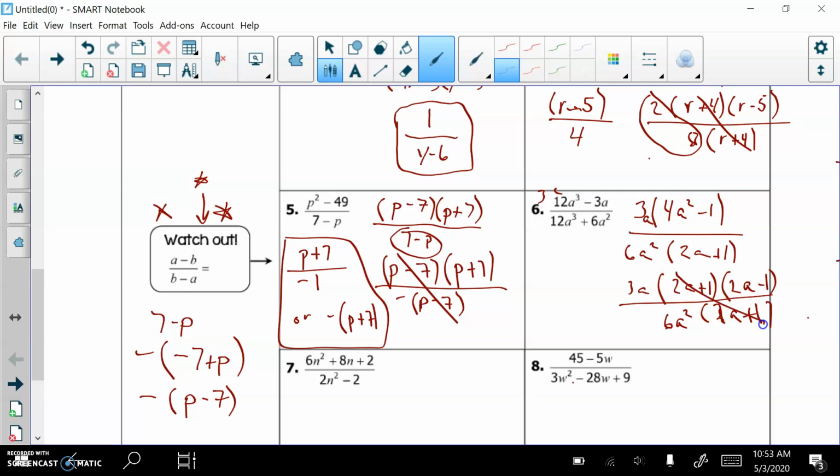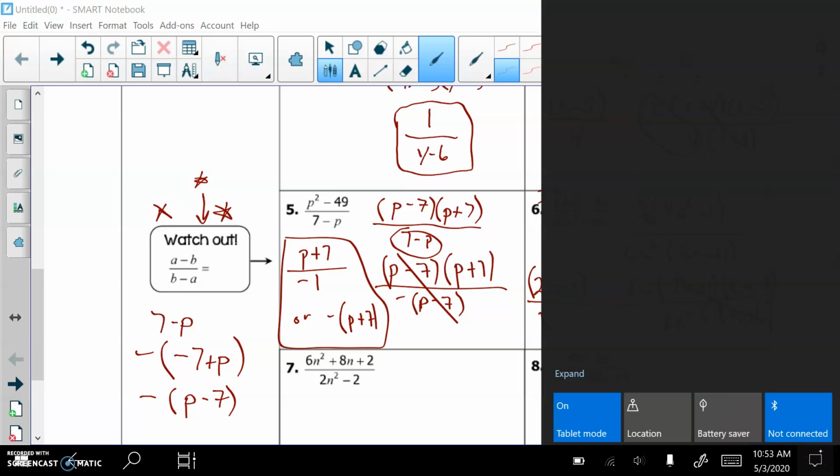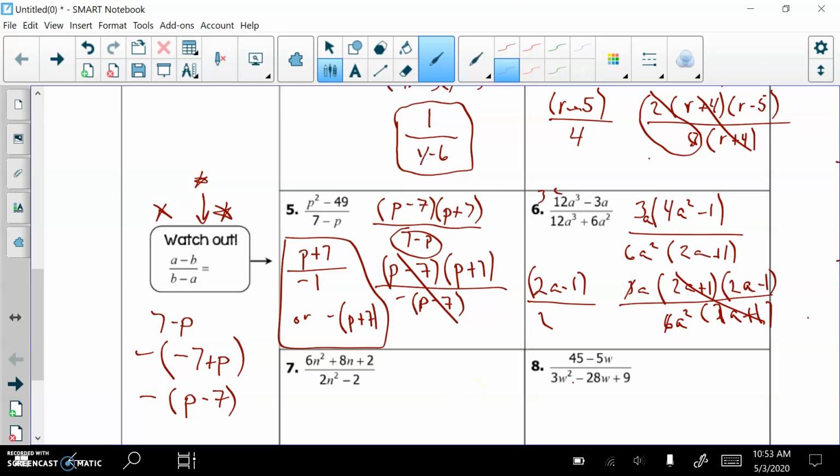My 2a plus 1's cancel. My 3a and 6a squared can simplify together, and I end up with 2a minus 1 over 3 cancels with the 6, leaving a 2 in the denominator. My a with my a squared leaves an a in the denominator.